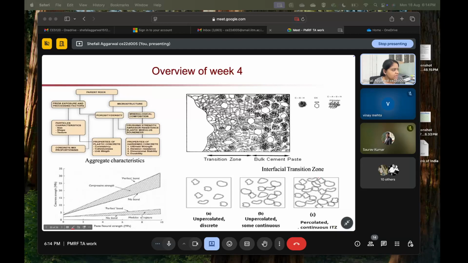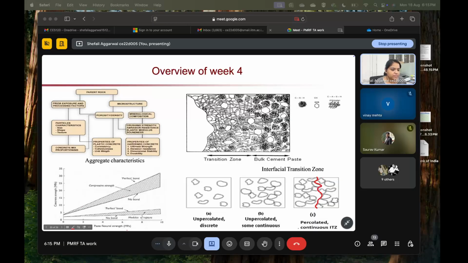As we are saying, this will be a weak link. If you have too much aggregate or the ITZ is connected, like in this case, it will form a weak link in your concrete, and your concrete will have more chances of cracking along this plane. So a continuous ITZ is also not good for the durability of the concrete system.